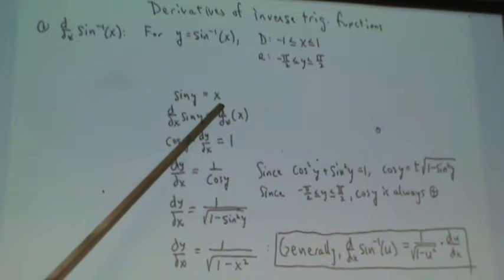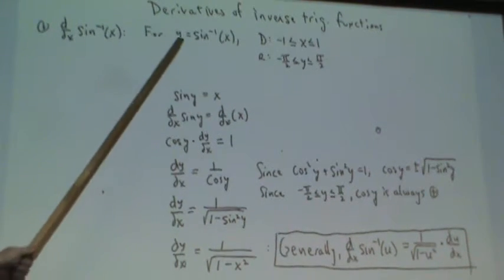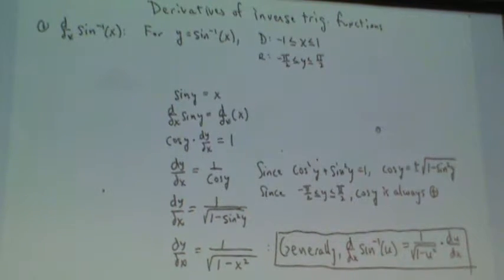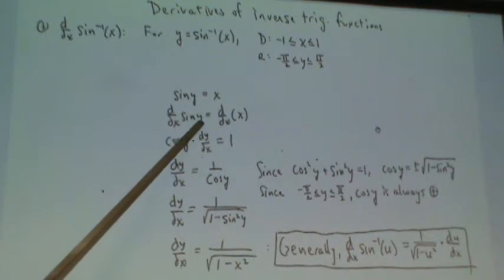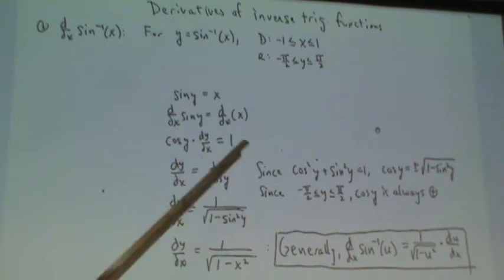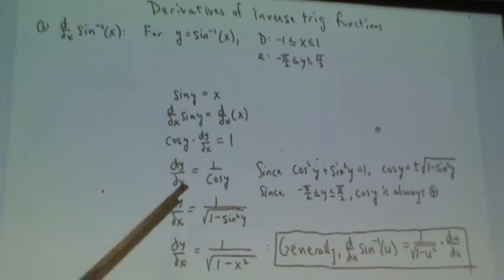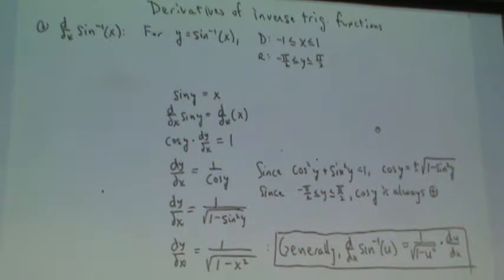Sine of y equals x. Do you see how this can become that? All I did was take the sine of both sides of that formula, and I get sine of y equals x. And now I take the derivative of both sides, but it's an implicit derivative. So the derivative of the sine of y is cosine y times the derivative of y with respect to x. The derivative of x equals 1. So the derivative of y with respect to x is 1 over the cosine y. Yay, so far so good.